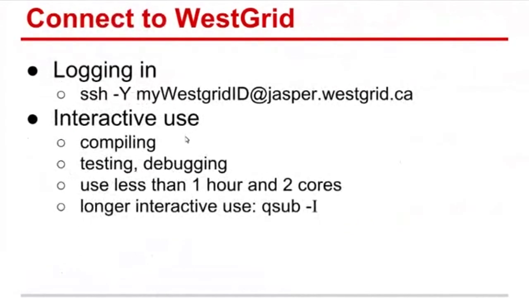So the first step in connecting to WestGrid is you need a program to connect to it. On Linux and Mac systems, there's a program called SSH, and you can connect to it with a command that is this. So the -Y flag allows for graphical use. Then you would put in your WestGrid ID and jasper.westgrid.ca.